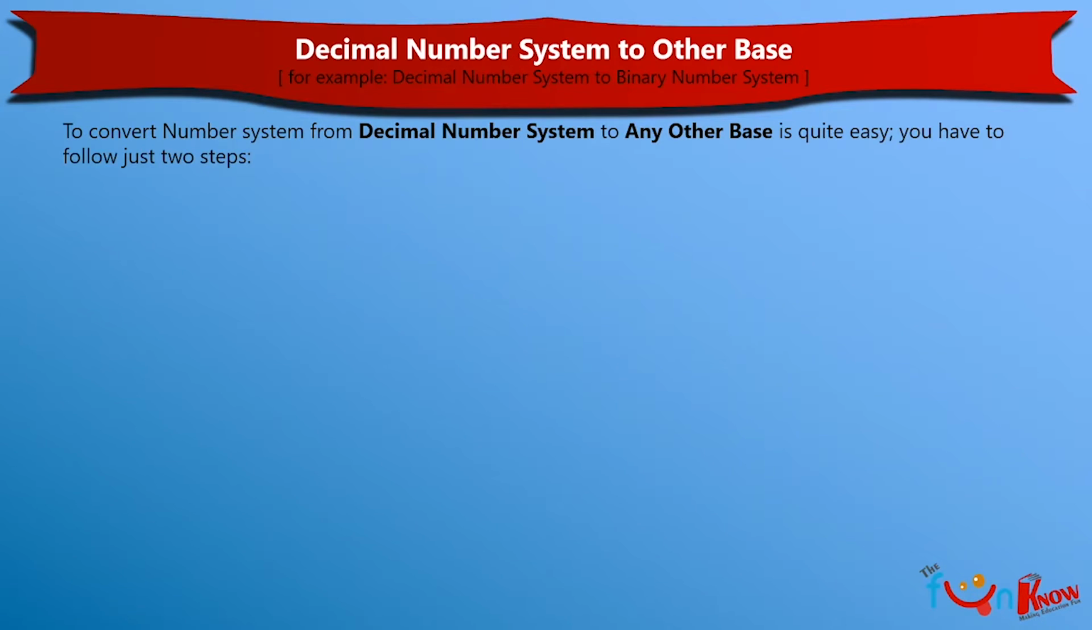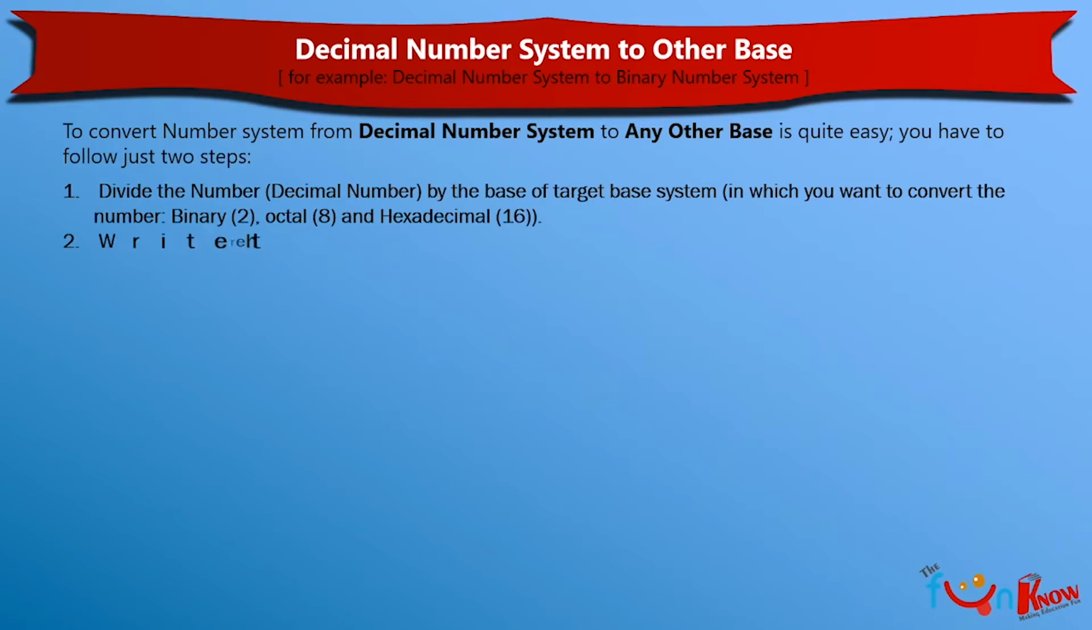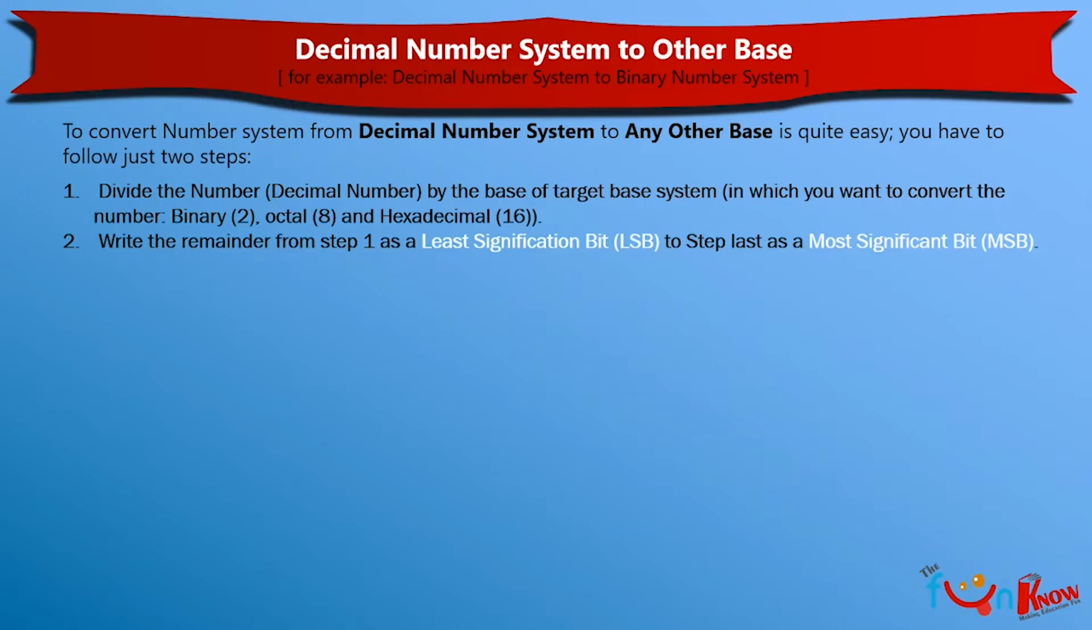To convert number system from decimal number system to any other base, it is quite easy. You have to just follow these two steps. First step is to divide the number, that is a decimal number, by the base of the target base system in which you want to convert that number. Binary will be 2, octal will be 8, hexadecimal will be 16. These are the base values of each system. Binary number system, it will be 2. Octal number system, it will be 8. Hexadecimal number system, it will be 16.